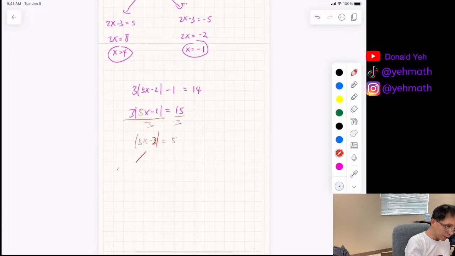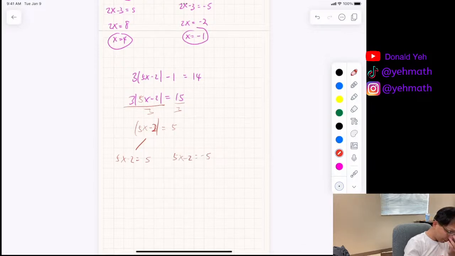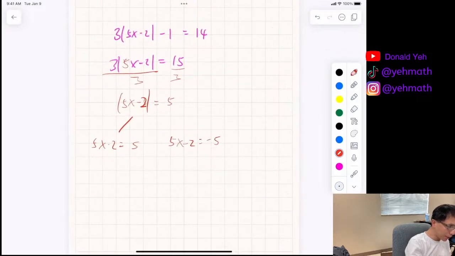Okay, so now that's going to be 5x minus 2 is equal to 5, and 5x minus 2 is equal to negative 5. Only the other side changes sign. 5x is equal to 7, x is equal to 7 over 5. 5x equal to negative 3, x equal to negative 3 over 5.